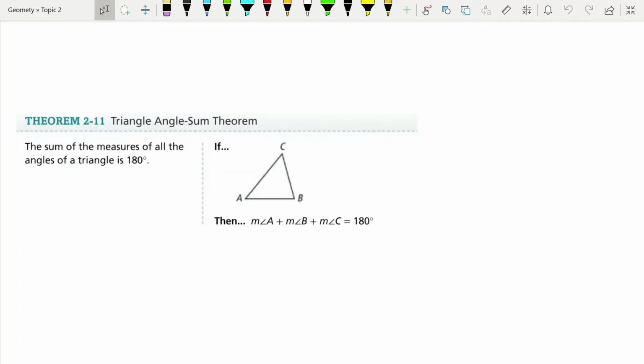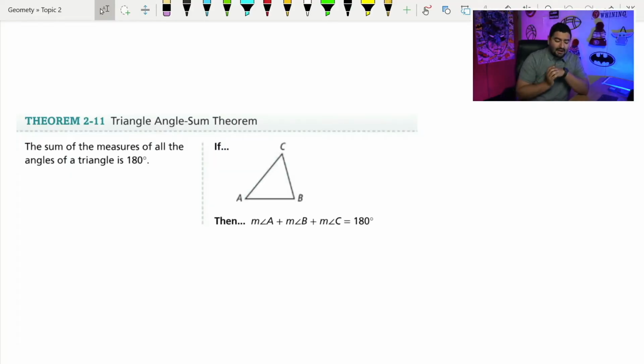Hey everyone, today we're going to be talking about a very common and popular theorem in geometry known as the Triangle Sum Theorem. What this theorem essentially states is that all the angles inside a triangle need to add up to 180 degrees. Let's go ahead and take a look at it.